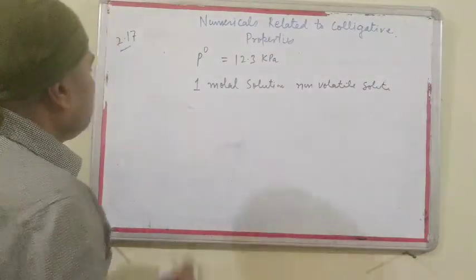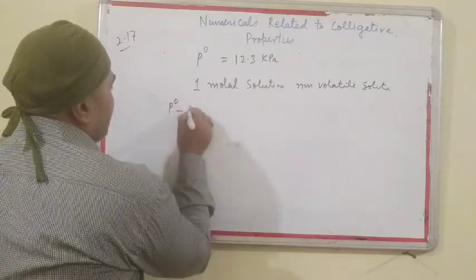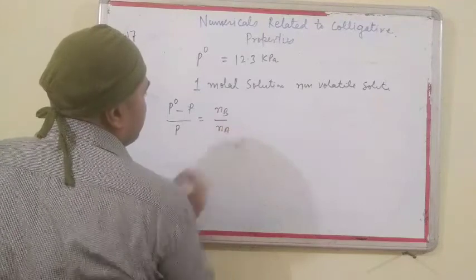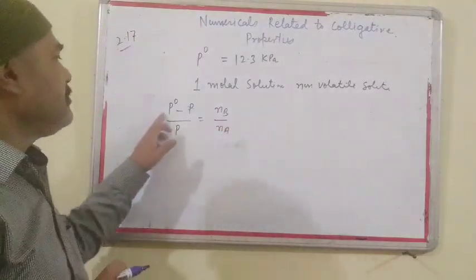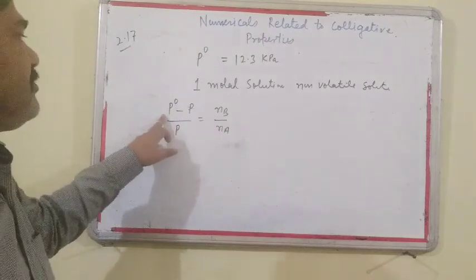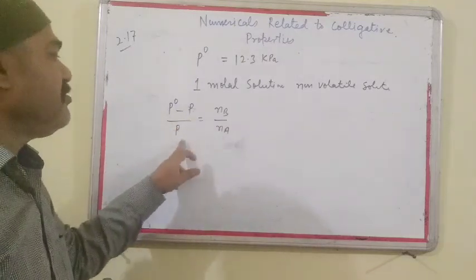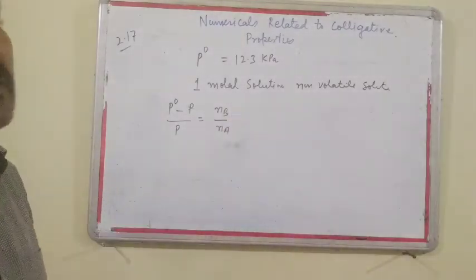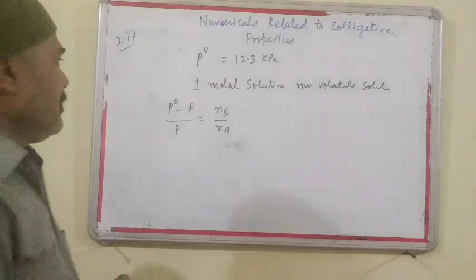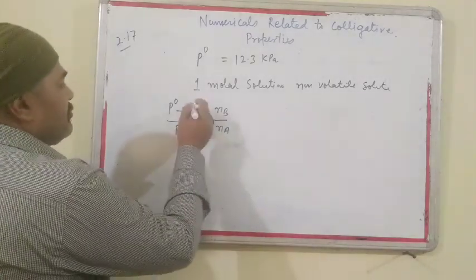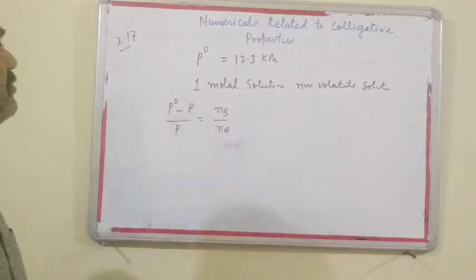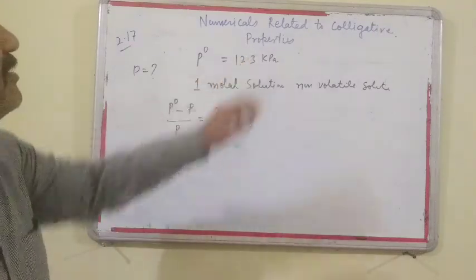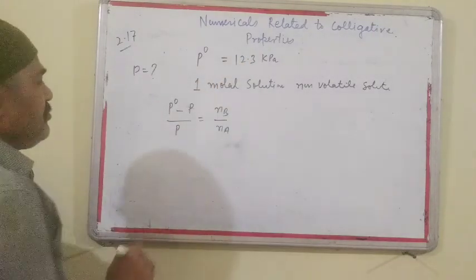Now we will use this formula: P0 minus P upon P equal to NB upon NA. P0 is the vapor pressure of the pure solvent, P is the vapor pressure of the solution, NB is the number of moles of the solute, NA is the number of moles of the solvent. Now we have to find out this P, the vapor pressure of the solution. And we have the value of the P0, that is 12.3.